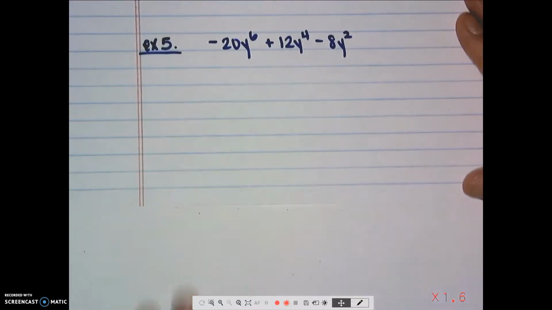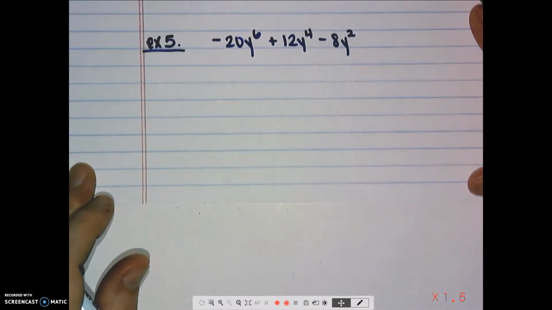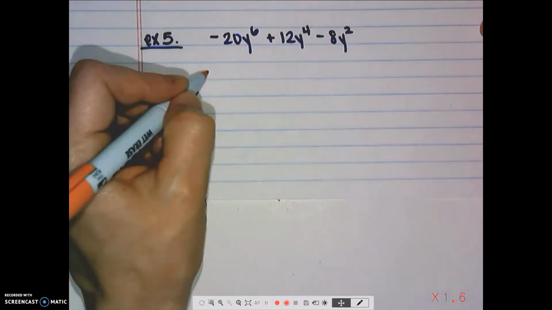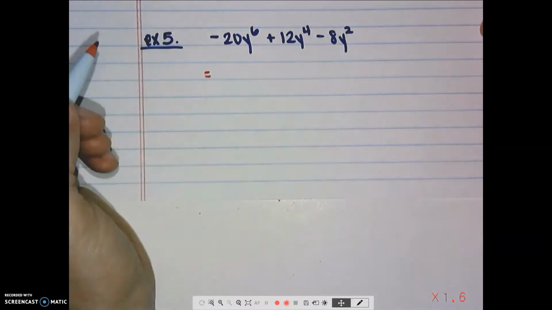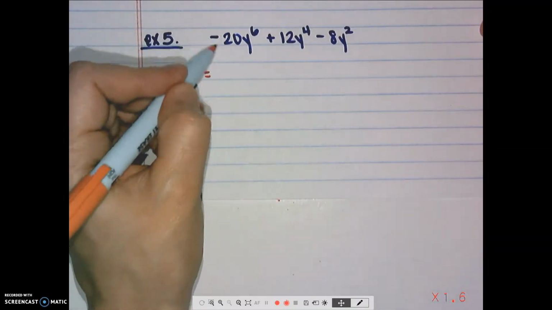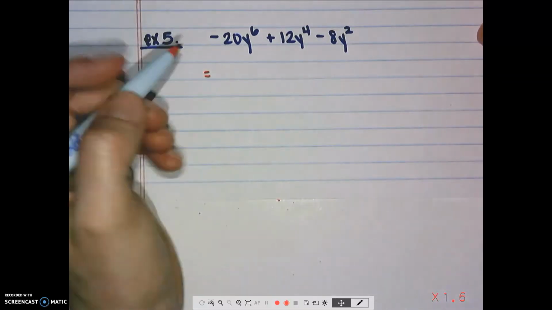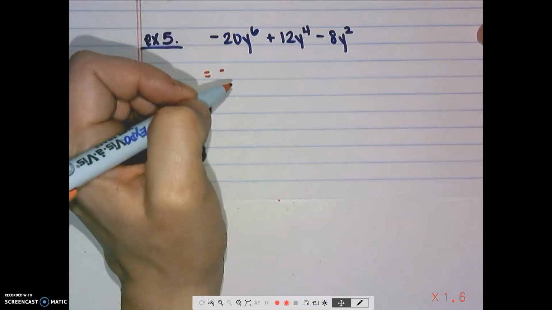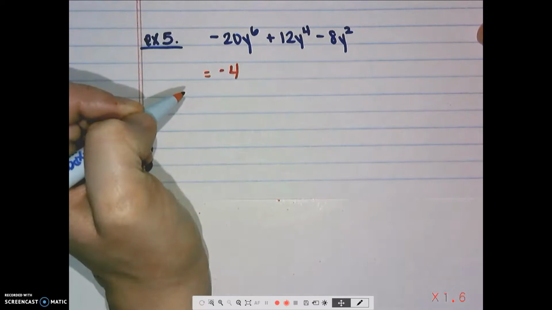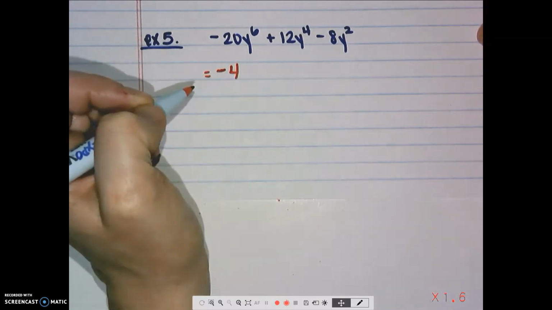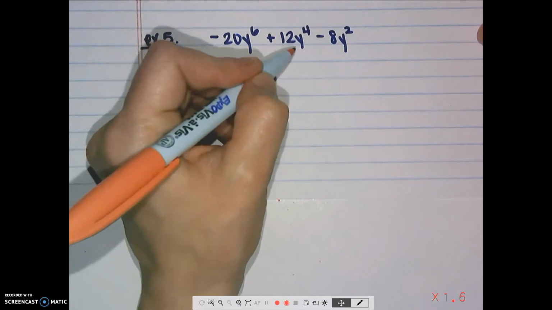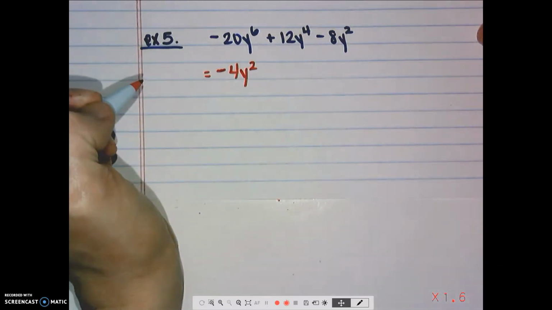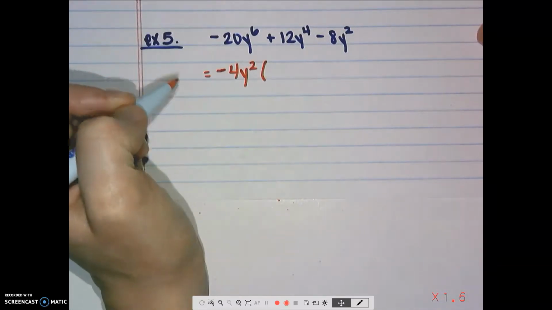All right, last question here. We have negative 20y to the 6th plus 12y to the 4th minus 8y squared. So looking at negative 20, 12, and negative 8. Whenever your leading coefficient is negative, you're going to bring a negative out as part of your GCF. So 20, 12, and 8 all have a 4 in common. So we're going to say negative 4 is part of our GCF. We have y to the 6th, y to the 4th, y squared. That means that we can take 2 y's away from each of them. So that means negative 4y squared is our GCF.